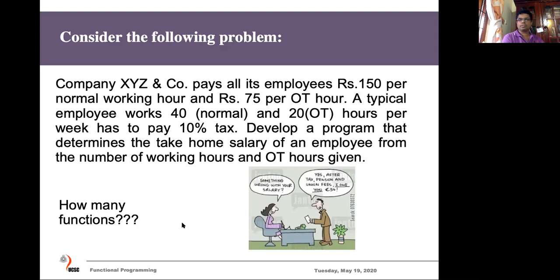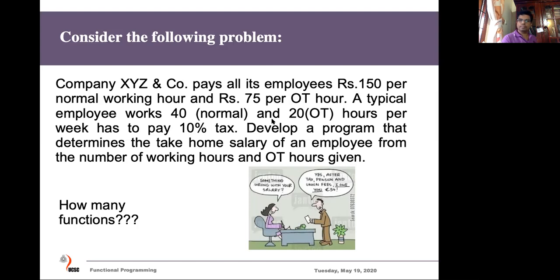How many functions can you identify there? In order to solve this problem, how many functions can be identified? If you are a bad programmer, you may implement everything in one function. If you do so, you do very bad functional programming. So you should be able to identify small sub-problems by looking at this big problem. In other words, you should write your algorithm to solve this big problem by using a small set of subproblems. How many problems can you identify in order to solve this?